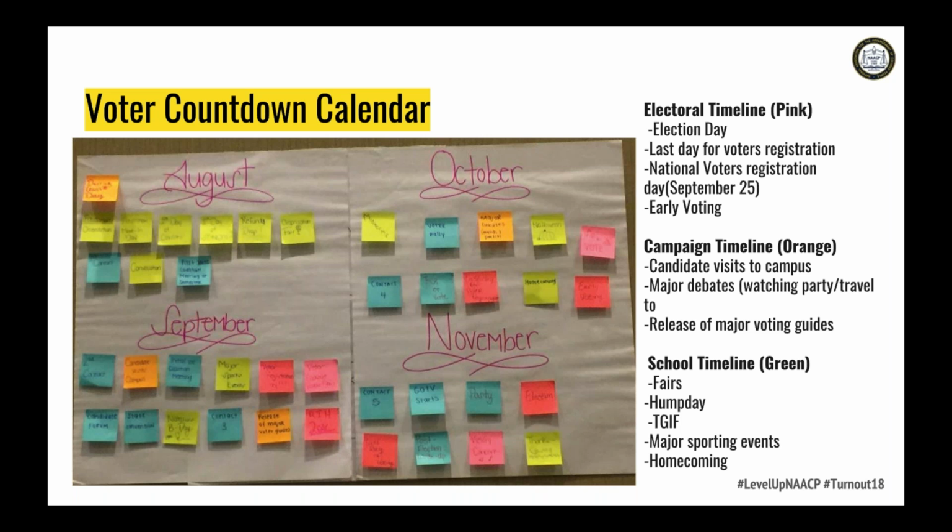Well, let's just disregard August. The past August goes straight into September. So when we're talking about September, we need to start contacting our people, contacting our voters. If we have different school events going on, let's get that. This is also a good time for you to get your candidates to come to campus and also for your students to interact with them.